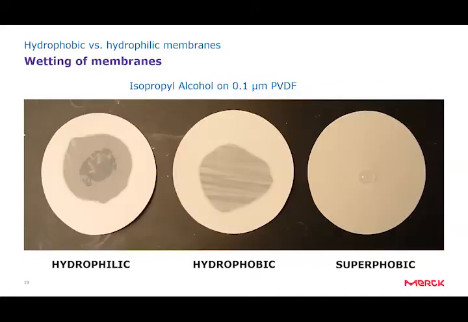On the other hand, if the PVDF membrane was hydrophobic or superphobic, water will not wet this membrane out. When we go to a solvent on the same 0.1 micron membrane, both the hydrophilic and the hydrophobic membranes are wetted out by this solvent. But even in this case, you can clearly see that the superphobic PVDF membrane is really not wetted by even isopropyl alcohol. For pharmaceutical analysis, where most commonly used samples and solutions are aqueous, a hydrophilic membrane is to be used for filtration of samples.